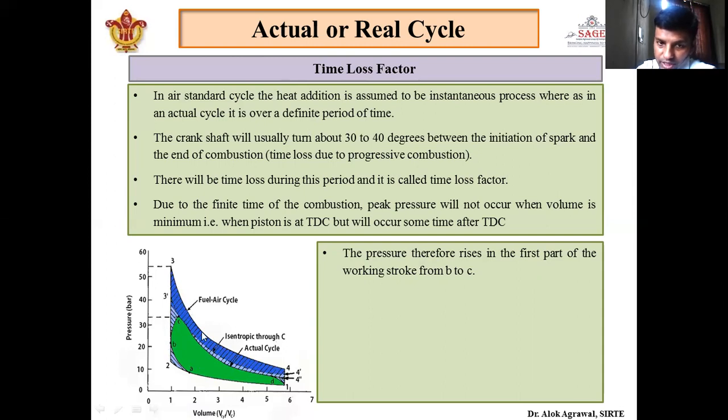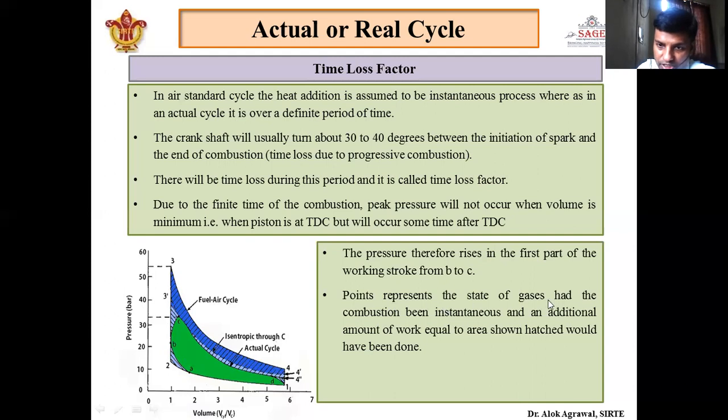Now it has been seen that at the first part of the working stroke or power stroke, when the piston starts moving from top dead center to bottom dead center, the pressure is increasing. So we are getting a pressure rise in the first part of the working stroke, that is from point B to point C. So here the ideal cycle and actual cycle distinguish from each other.